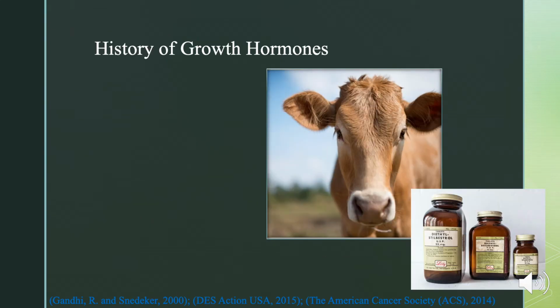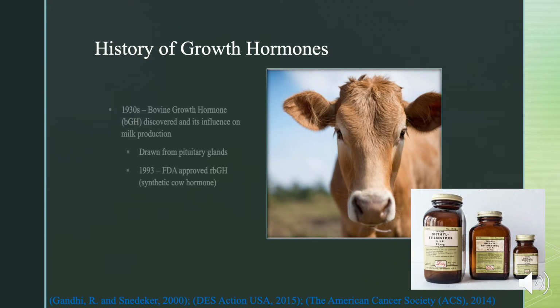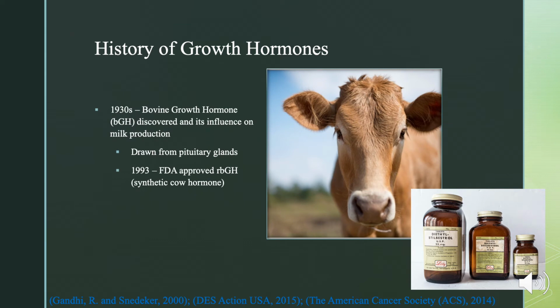For the history of growth hormones, specifically the ones used in food production, their usage began in the 1930s when they discovered that a hormone extracted from the pituitary glands of cows could help produce more milk if it was injected back into another cow. This hormone is called bovine growth hormone, and if it's injected into a cow, it increases the cow's production of milk by raising the levels of another hormone called insulin-like growth factor, or IGF.